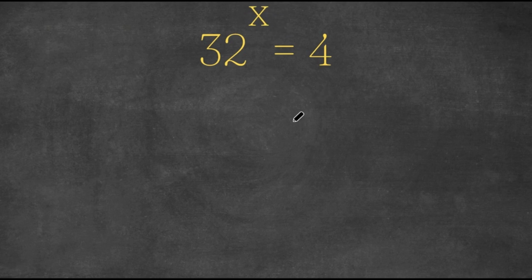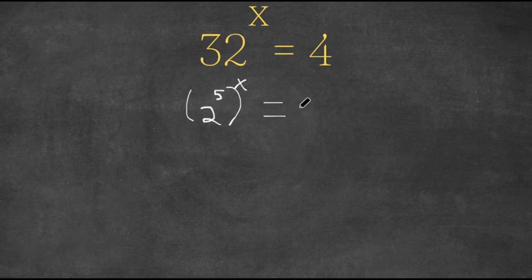So what we're first going to do is change our 32 here into 2 to the power of 5, to the power of x. And the reason we do this is because we want to make 32 and 4 into the same base. So that's why I'm making 32 into 2 to the power of 5, so it has a base of 2.